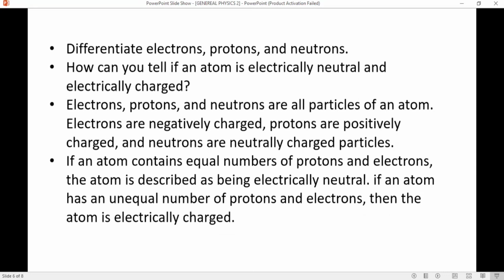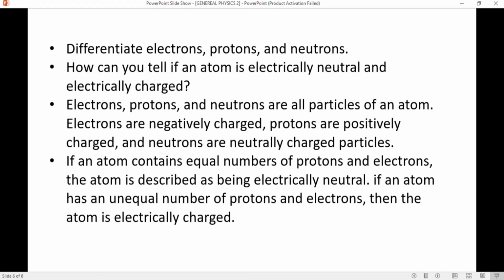Now, electrons and protons and neutrons are all particles of an atom. If we are talking about charges, electrons are negatively charged, protons are positively charged, and neutrons are neutral. An atom contains an equal number of protons and electrons. The atom is described as being electrically neutral.